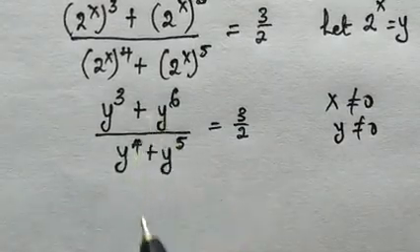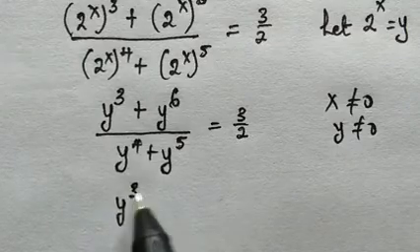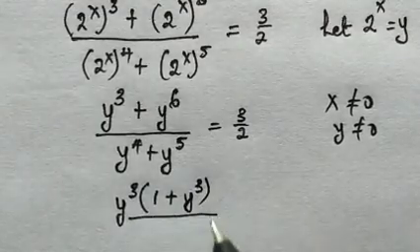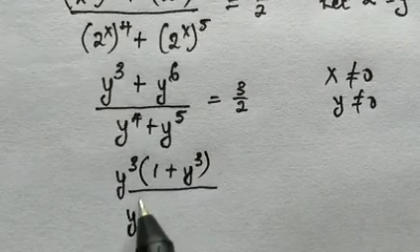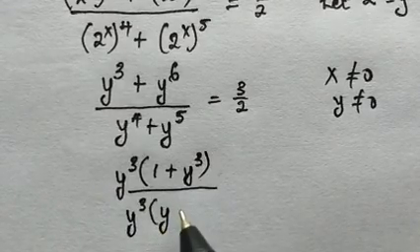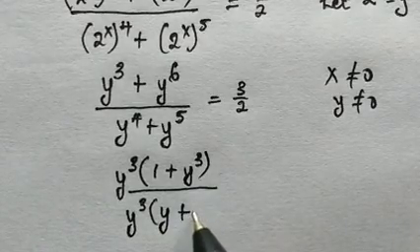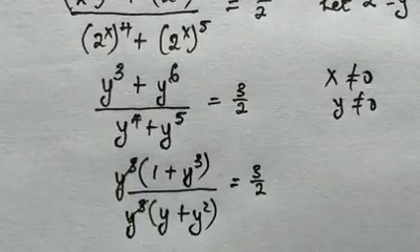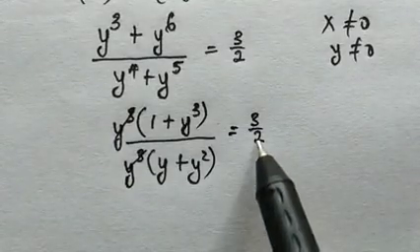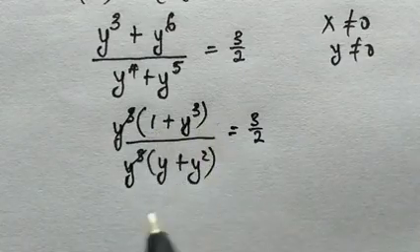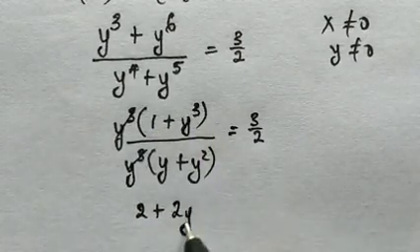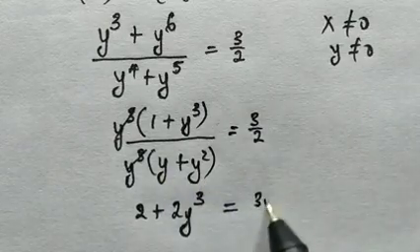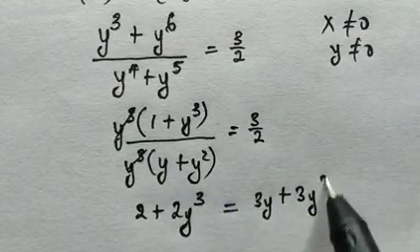So we have some nice cancellations here. First of all, let us factor out y cubed from the up. We get 1 plus y cubed. Then divided by factor out y cubed from down. We get y cubed into brackets y plus y squared, right? And then this is equal to 3 over 2. So this will cancel this. Therefore, we cross multiply from here. 2 times 1 plus y cubed. That will give us 2 plus 2y cubed. So this will be equal to 3 times y plus y squared. That will give us 3y plus 3y squared.